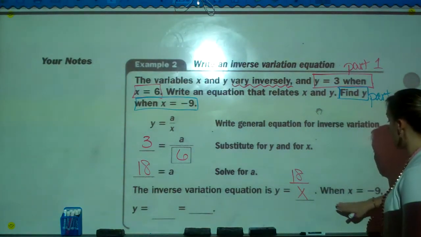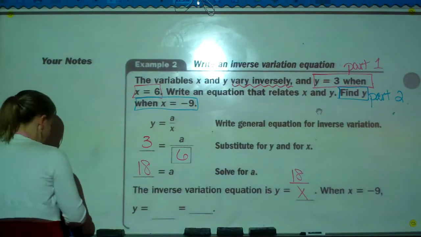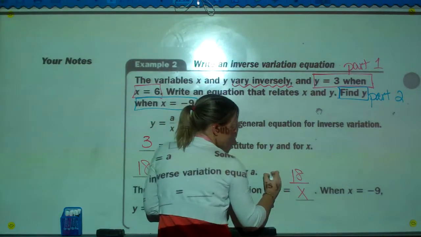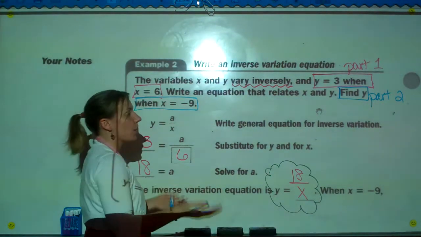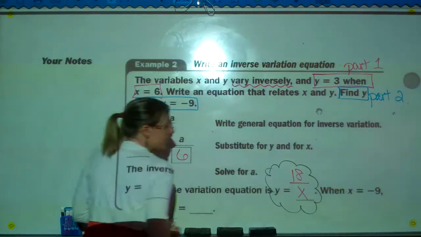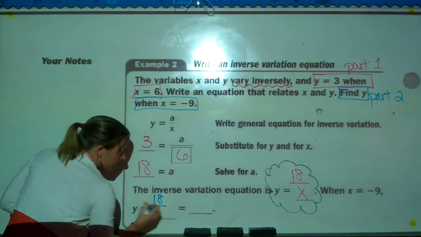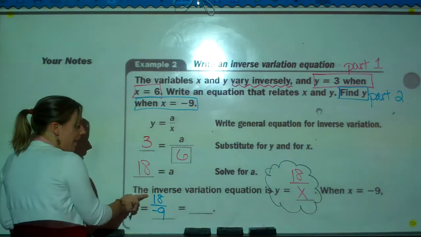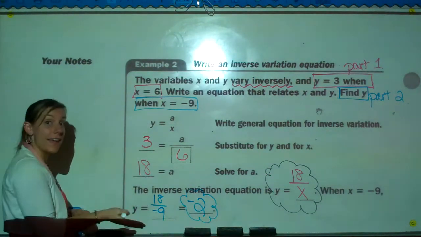So now let's answer the question. Find y when x equals -9. Well, all we do is we take the general equation that we just found. This is the general equation, and we could find anything. You could say when x is 20, when x is 15, when x is 1,000. It could say anything. In this case, it's when x is -9. So we go back to that 18 divided by x, but instead of x, we put in -9, and that will give us the value of -2.